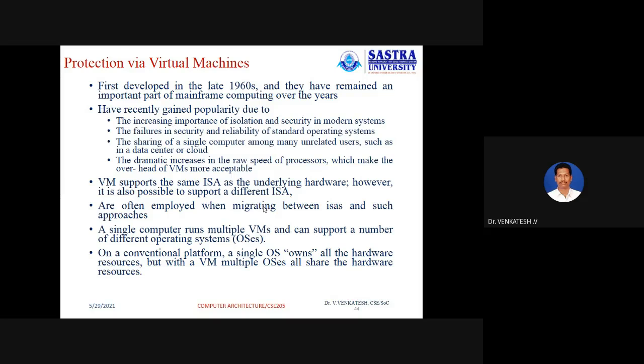So how is this virtual memory going to work? Virtual machines support the instruction set architecture of the underlying hardware. However, it is also possible to support a different ISA. We have x86 architecture, or otherwise we have something like a GPU. You all know we have different sets of architecture, so the virtual machine will support x86 architecture or any other instruction set architecture. It has to be supported.